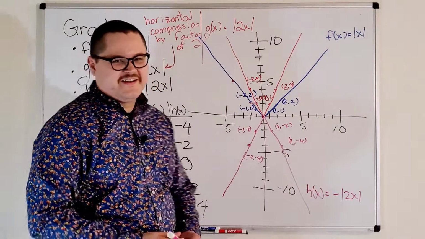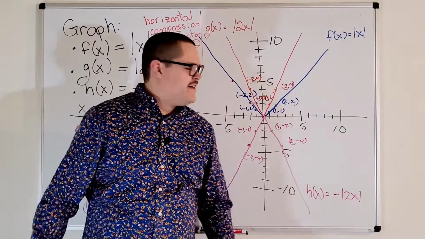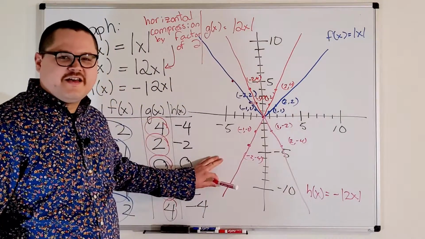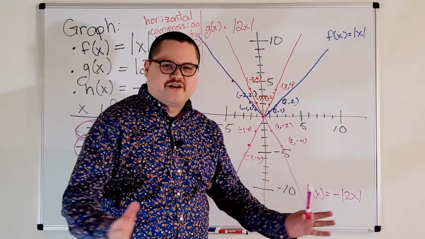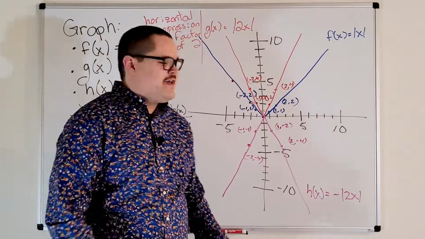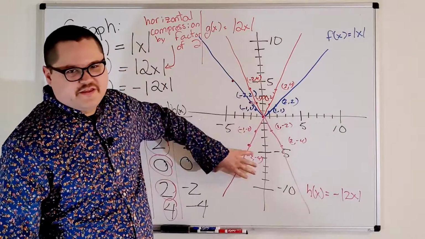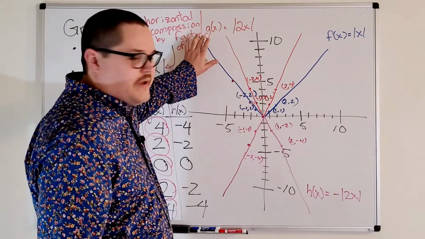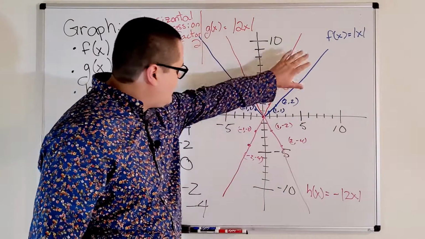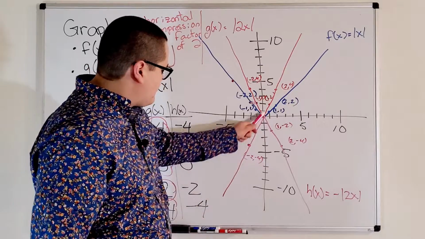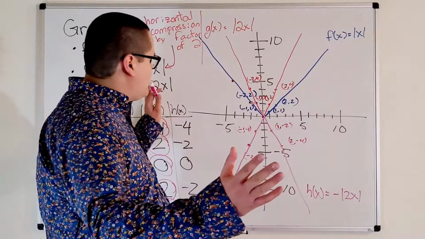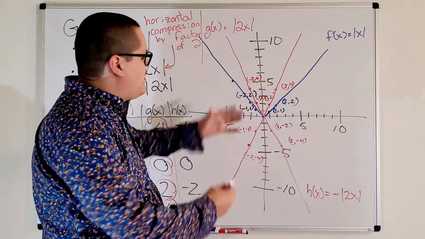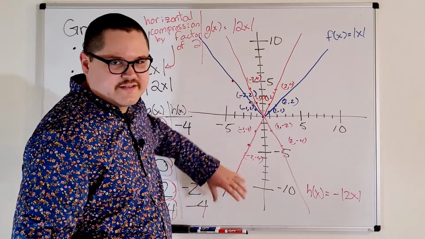As you can see, h of x is a horizontal compression by a factor of 2, and then the negative flips everything over the x-axis. So to go from the original parent function, the blue curve, to this pink curve at the end, you squeeze things together, and then you flip over the x-axis.